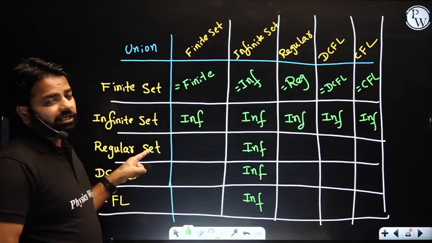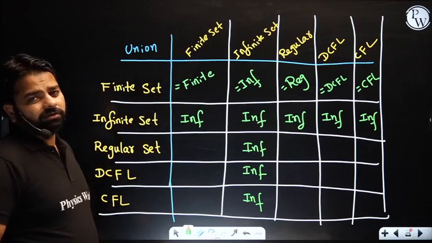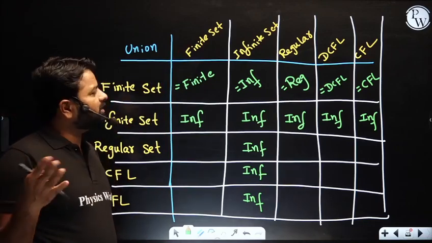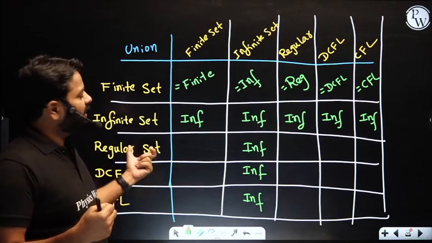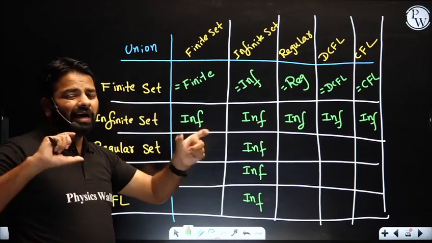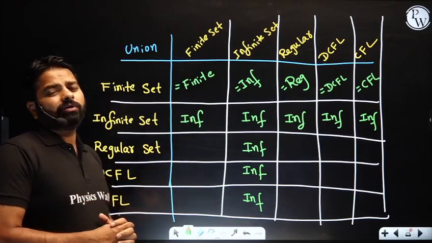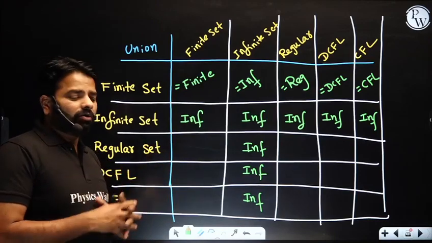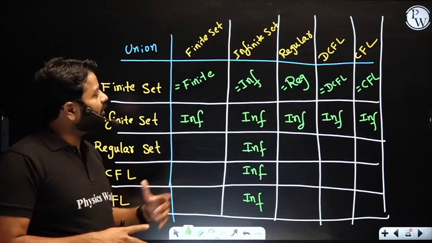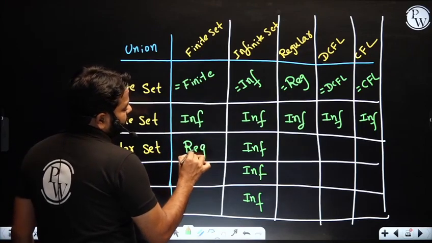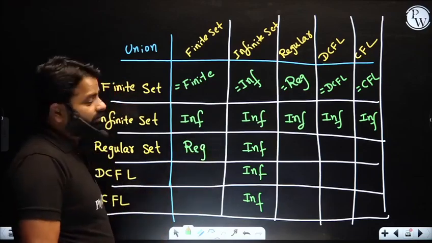Now come to the regular set row. Regular union finite is always regular. You may ask, sir, how do you say that? Because regular and finite both will have finite automata. So you can use the union algorithm, how to do the union of two regulars. The same algorithm you can use, and you will get regular back. REG means assume regular language.